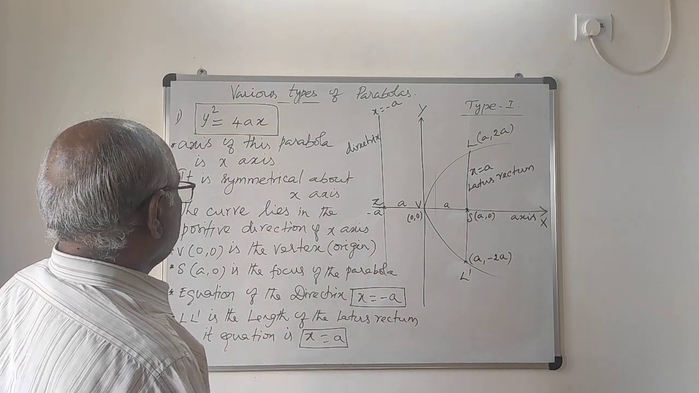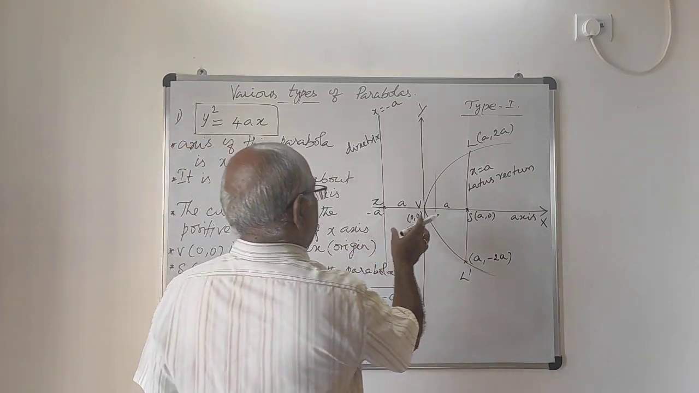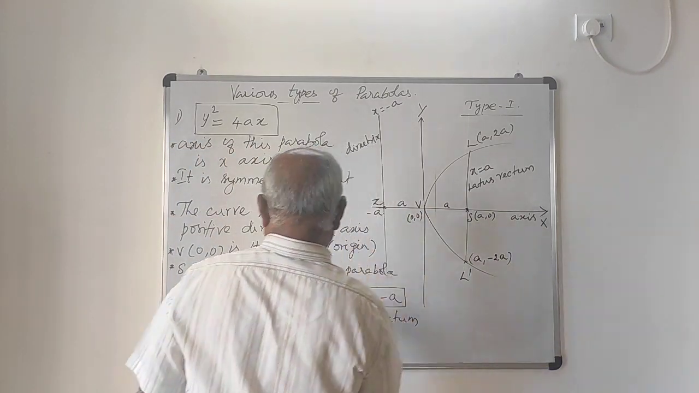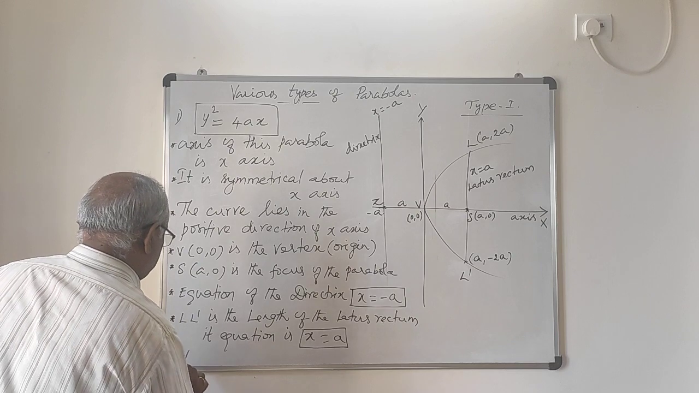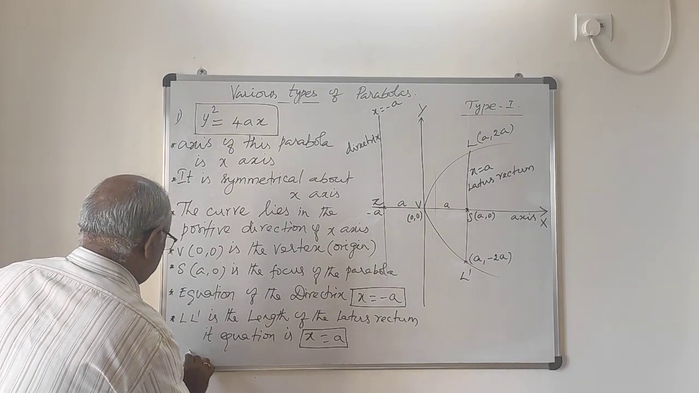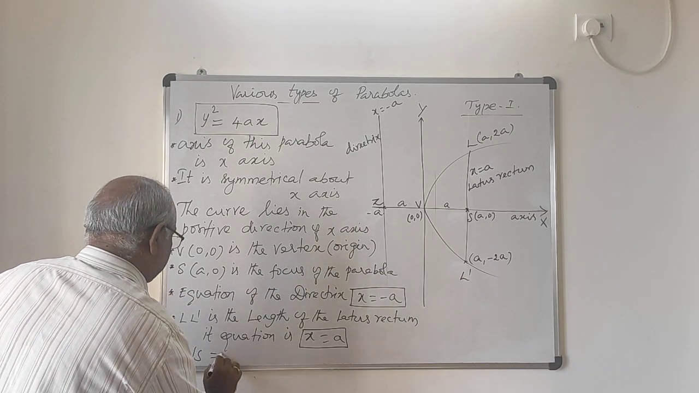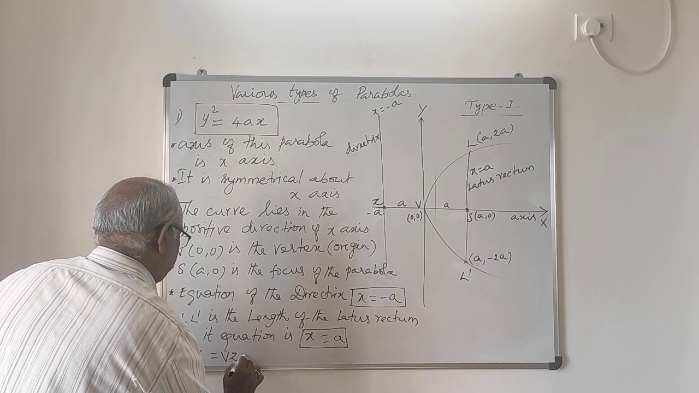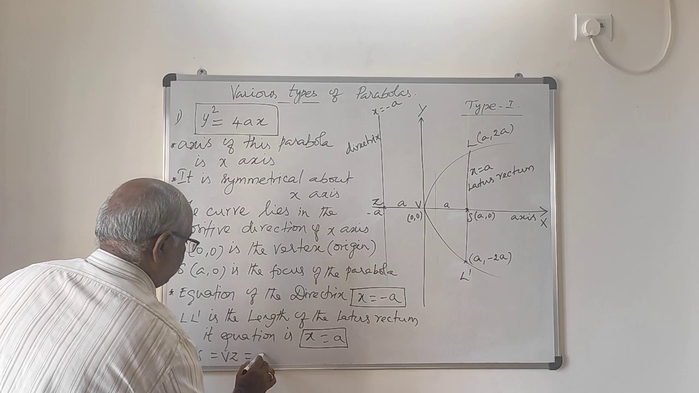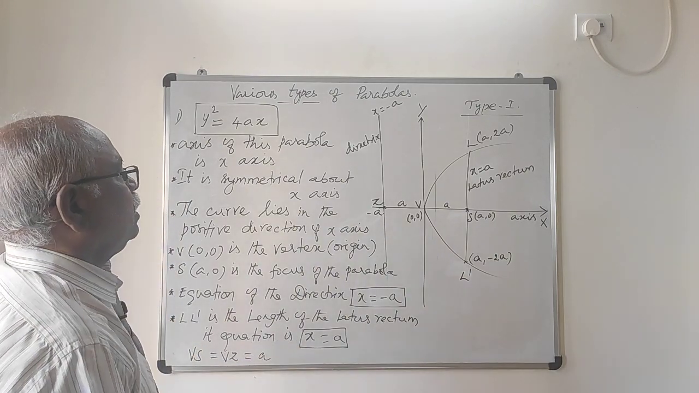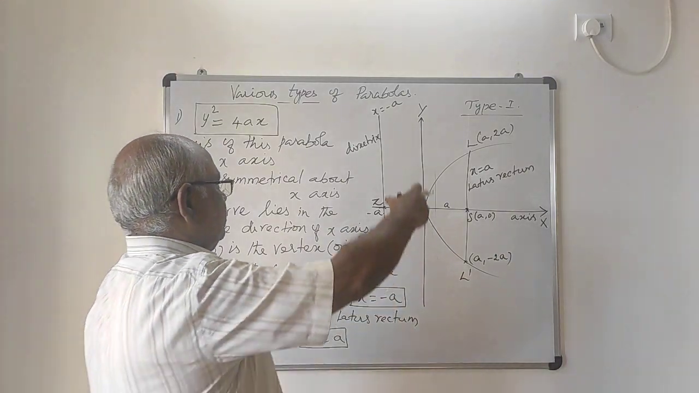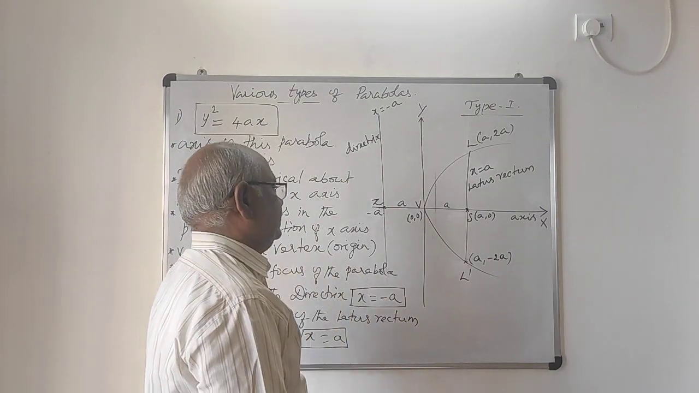And these are the things I want to discuss. VS is the distance between the vertex and the focus. Similarly, VZ is the distance between the vertex and the directrix. The distances VS and VZ are a. Now we are going to find out the length of the latus rectum. That is our next idea.